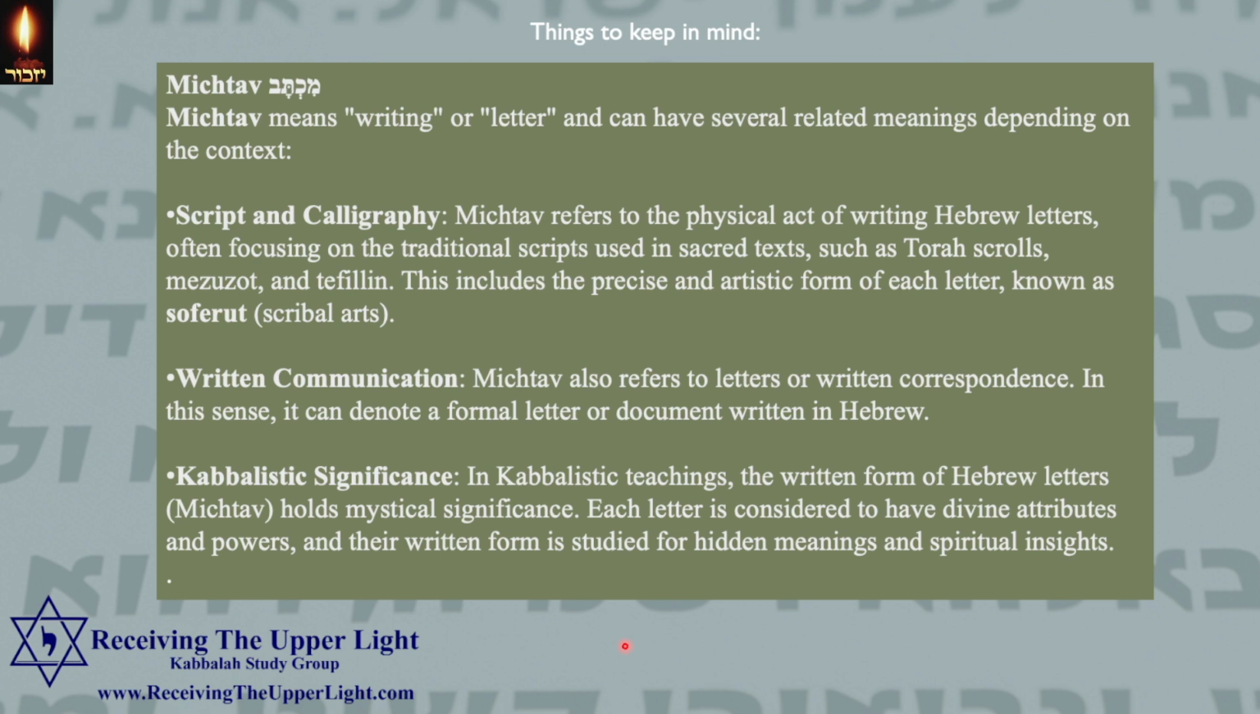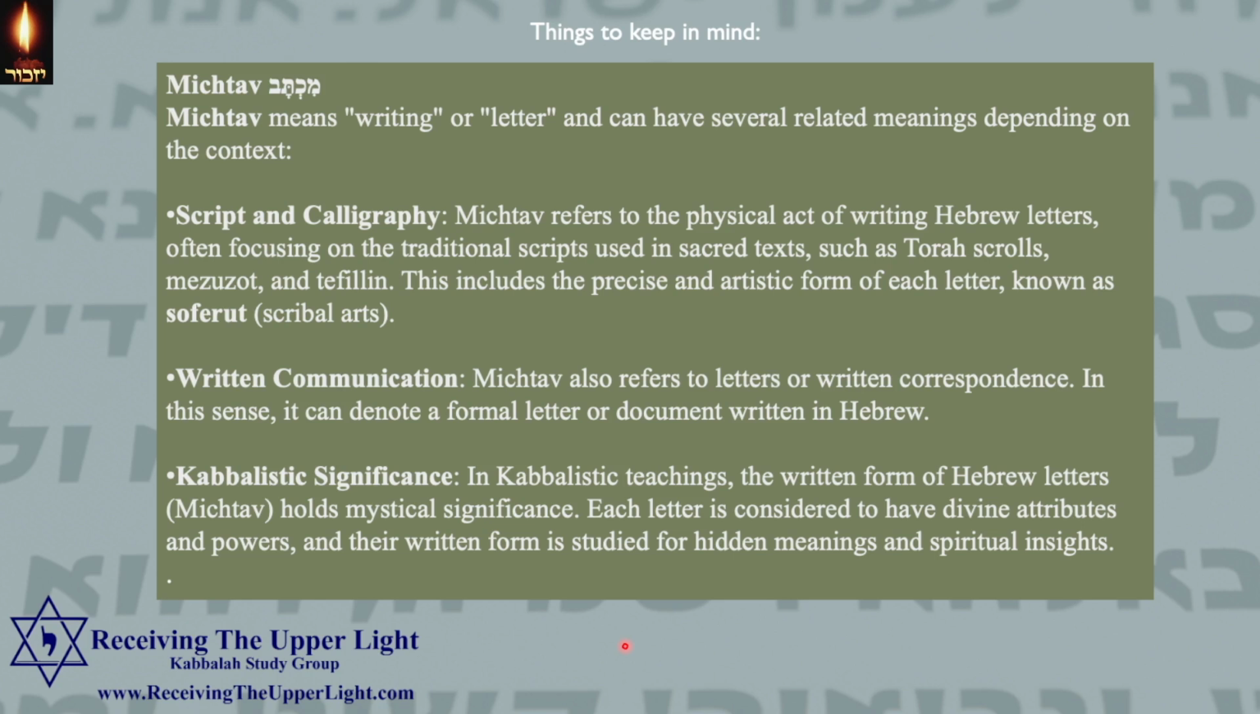Now, when it comes to Kabbalah, the Kabbalistic teachings, the written form of Hebrew letters, michtav, holds mystical significance. Each letter is considered to have divine attributes and powers, and the written form is studied for hidden meanings and spiritual insights. One example would be when we study the Aleph. The Aleph is said to be equivalent to the name Yod, He, Vav, He. The reason for that is because the Aleph is made of two Yods, and in the middle there's a Vav.